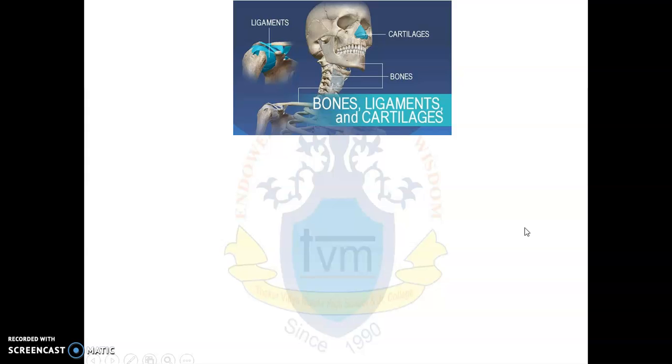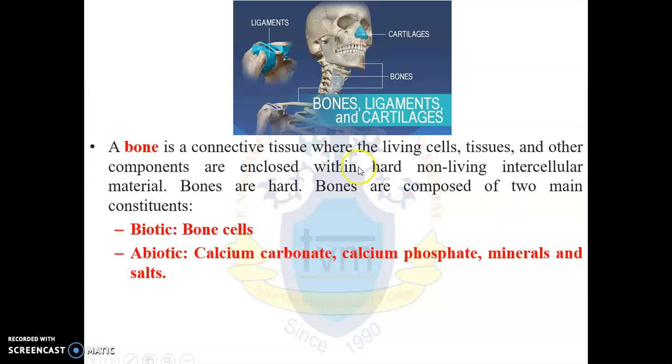Let us understand bones, ligaments and cartilages. Bone is a connective tissue where the living cells, tissues and other components are enclosed within hard non-living intercellular material. Bones are hard, they are not flexible. Bones are composed of 2 main constituents, biotic as well as abiotic. Biotic constituents include bone cells, whereas abiotic constituents include calcium carbonate, calcium phosphate, minerals and salts. That is why we need more calcium, because calcium imparts strength to our bones.